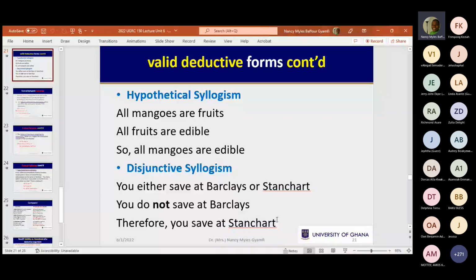Because of the possibility of inclusivity. So for example, I could have two accounts. It's possible to have two accounts. So if I say I save at Barclays or Stanchart, I have an account at Barclays. Therefore, you conclude that I cannot have an account at Stanchart. That won't work. That's the point. But if I say I save at Barclays or Stanchart, we are going to check Barclays. I do not have an account there. I don't save there. Then we have good reason, given the premises we are working with, to accept that she has an account at Stanchart. So a negation of one is what will lead to the other one. Nothing more, nothing less. Any questions?